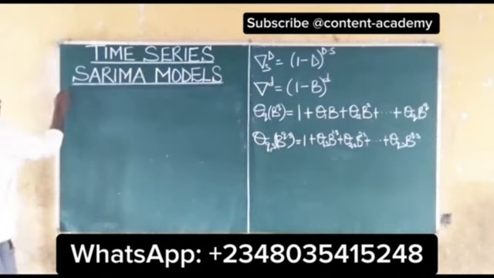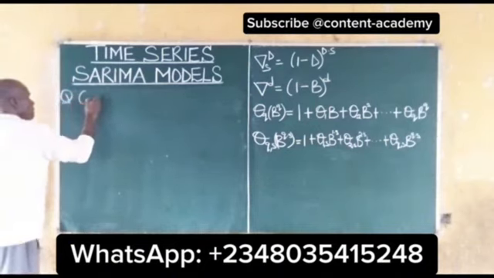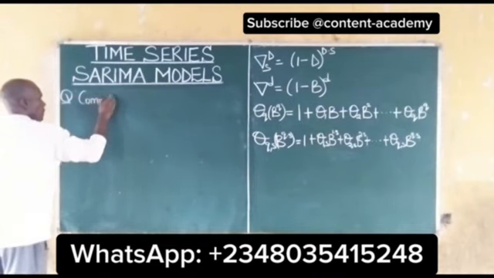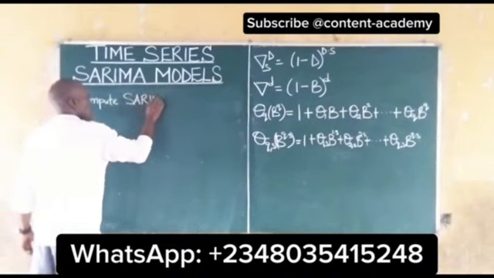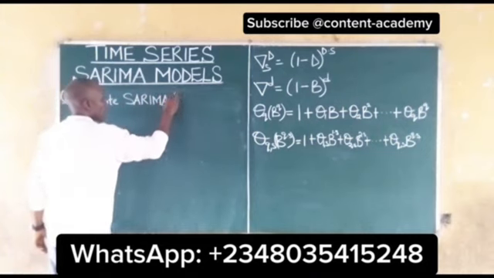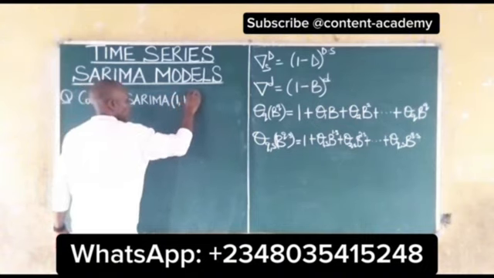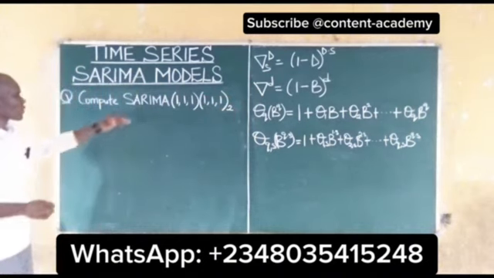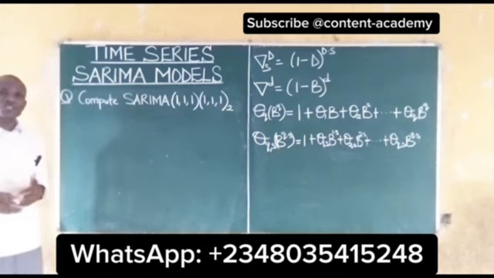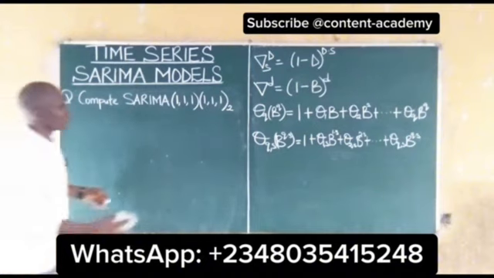So we can start with this question. Compute SARIMA (1,1,1) with seasonality 2. How do we compute this? From what we have explained before now, we can compute this. We also delete this part of the board.